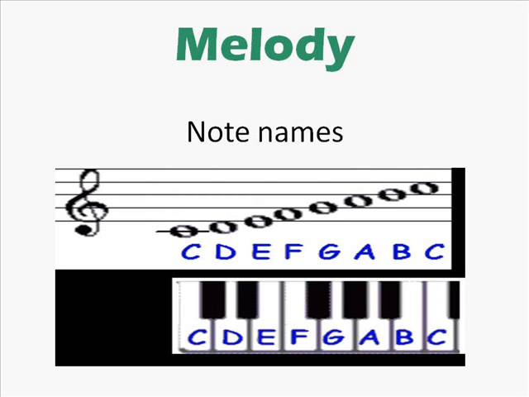Notes are given letter names, A through G, and then they start over. This diagram shows a piano keyboard and the corresponding note names C through C. While this is not so important for our purposes, you should still know this to understand how music works.